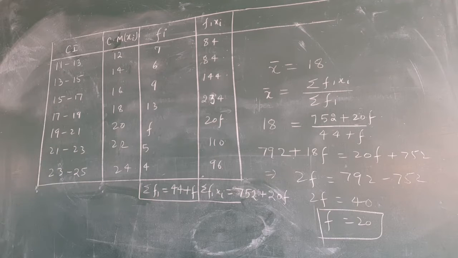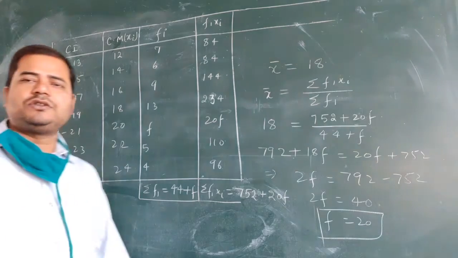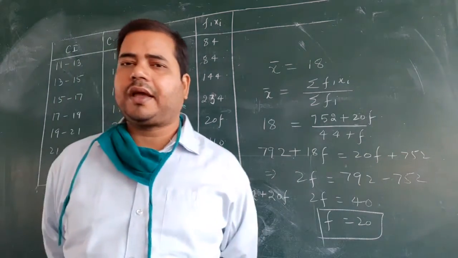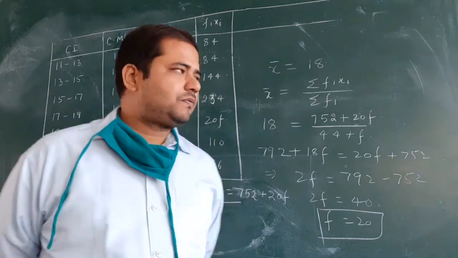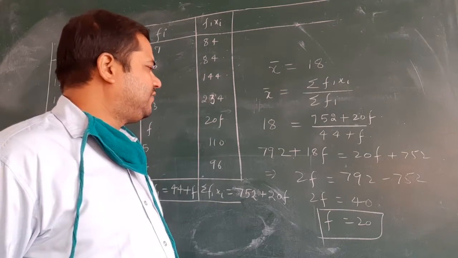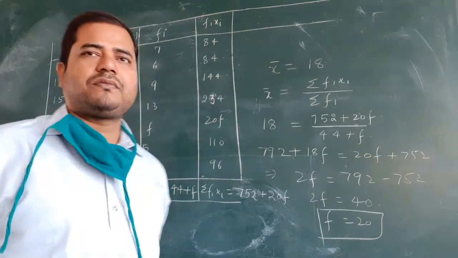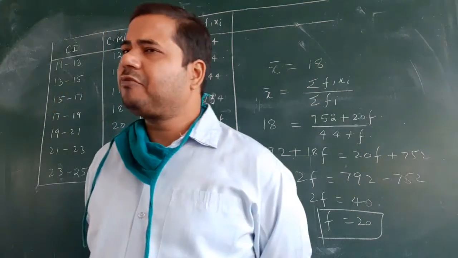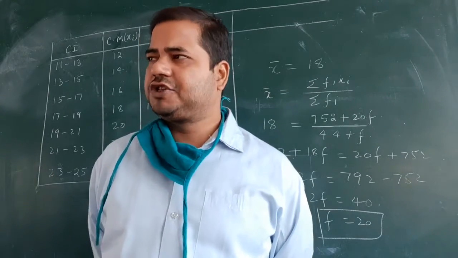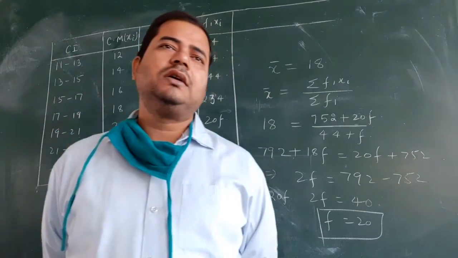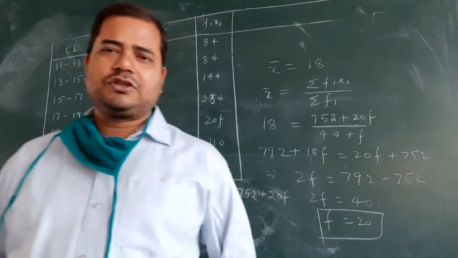F will be 20. Yes, sir. So this is the question based on missing frequency. From this particular question you find the missing frequency, and afterwards we put the value of F. And the same question we have to do by the assumed mean method as well as the step deviation method. So please note it down.